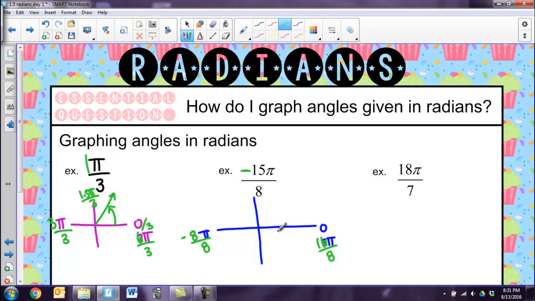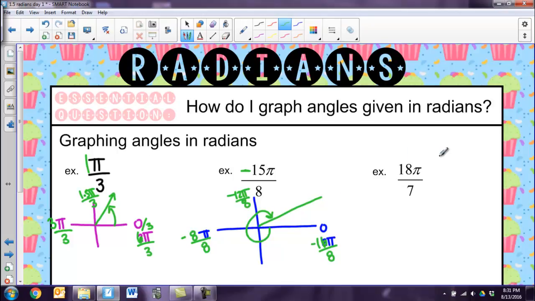Okay, and so if I think about this, we know that 15 is not close to 0, 15 is not really close to 8. If I went up here and in between 8 and 16, directly in between that would be 12. And so what I have is something that's close to negative 16 pi over 8. So I would be over here, and then I would say, though, instead of going counterclockwise, I went clockwise around and draw my arrow, and that would be that angle, negative 15 pi over 8.